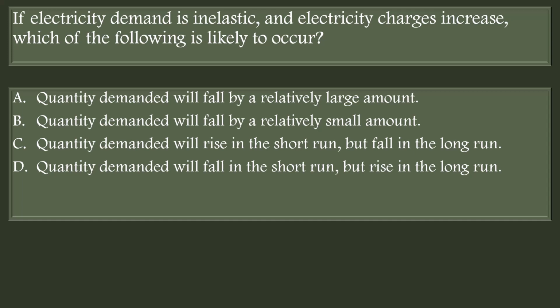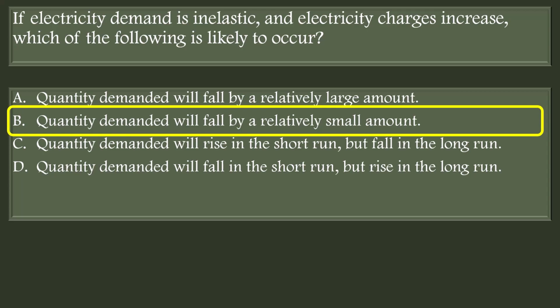Demand is said to be relatively inelastic if a proportionate change in quantity demanded is less than the proportionate change in price. Demand for electricity is relatively inelastic. Then an increase in its price will bring out relatively a small fall in quantity demanded of electricity. The correct option is B.